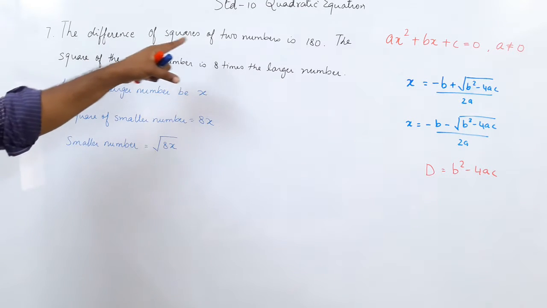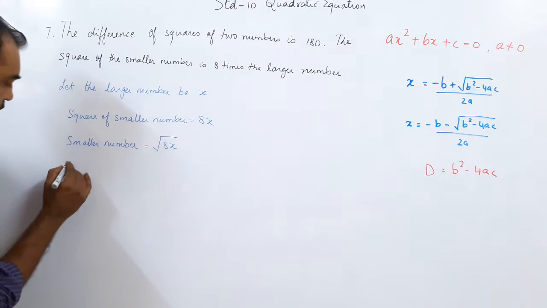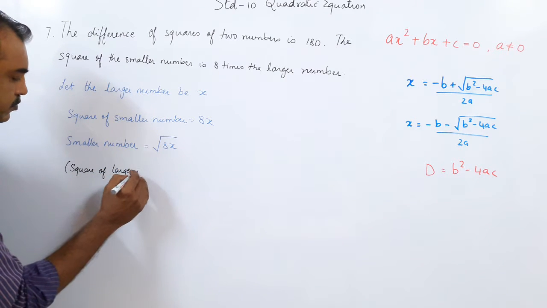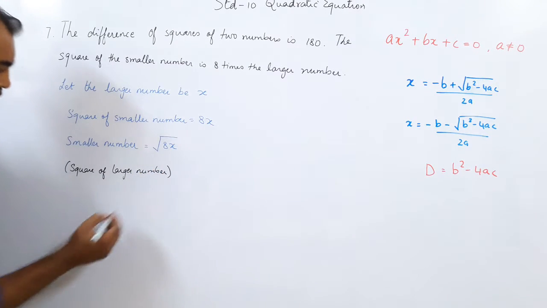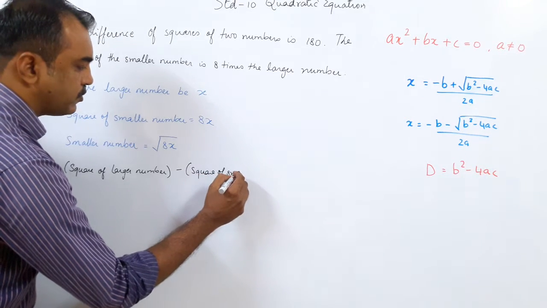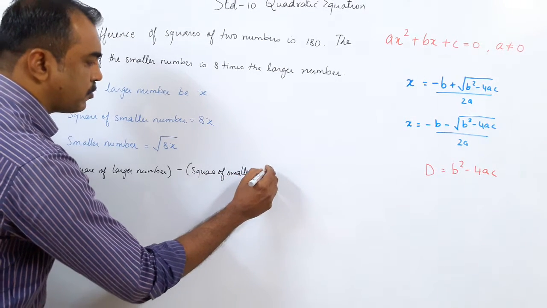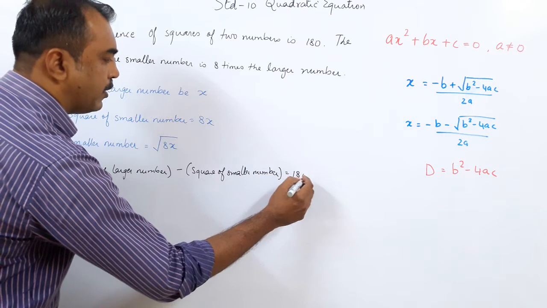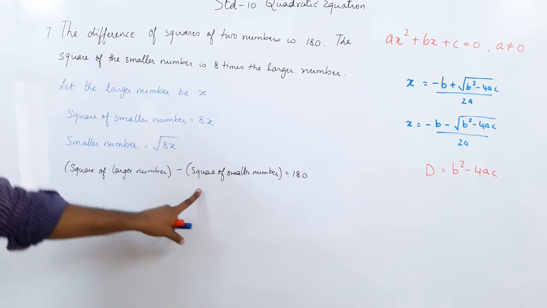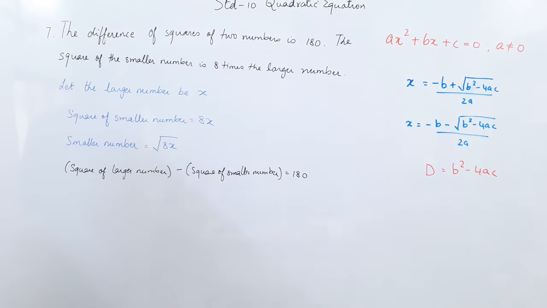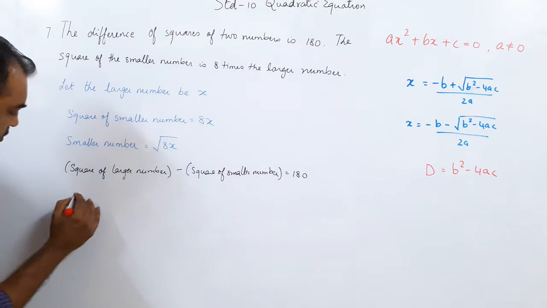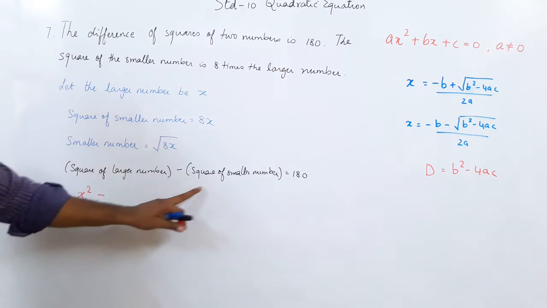We are given difference of squares of two numbers is 180, means square of larger number minus square of smaller number equal to 180. This is already given to us. This is the statement. The square of the larger number minus the square of the smaller number equal to 180. Now what do I have here? The larger number is x. The square of the larger number is x square minus square of smaller number.